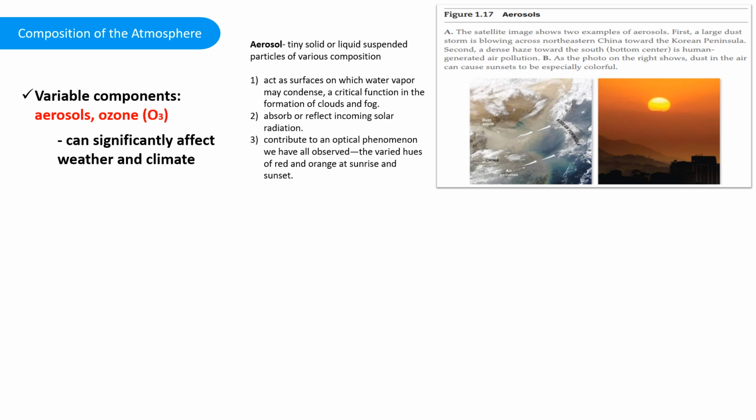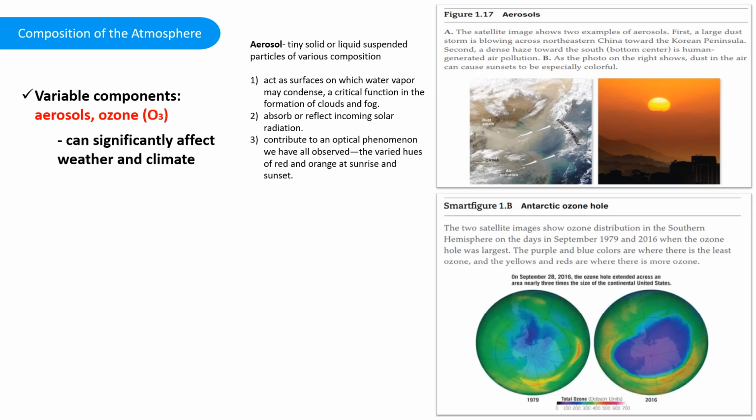So, when an air pollution episode is occurring, or when ash fills the sky following a volcanic eruption, the amount of sunlight reaching Earth's surface can be measurably reduced. That is the role of the aerosol. That's why it can significantly affect the weather and climate in the long run.